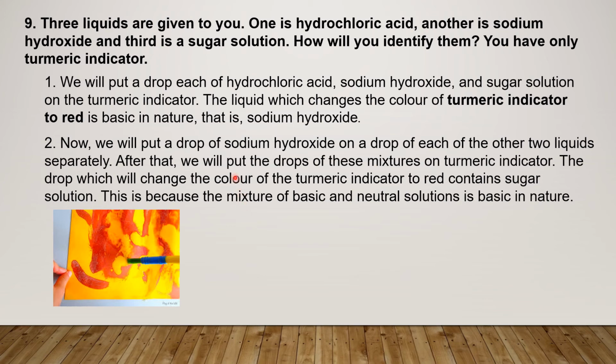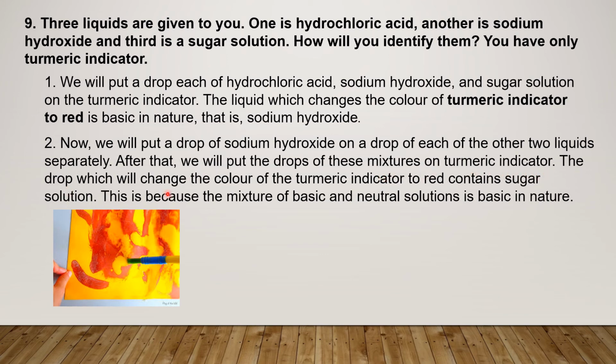So when this base is added to the acid, it neutralizes. When it neutralizes, it means there is no acid and there is no base. So at that time when we add any indicator, it doesn't show any color change. Okay. And in the next case, when we add sodium hydroxide to the sugar solution, sodium hydroxide is a base, and this basicity will appear using the turmeric indicator. Okay, just read that. After that, we will put the drops of these mixtures on turmeric indicator.